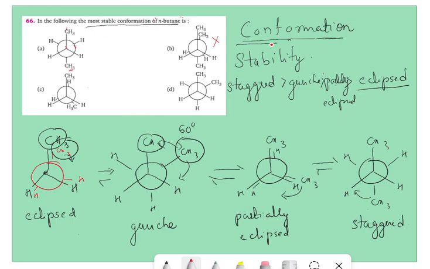Which is most stable? The most stable is completely staggered. Where do we have completely staggered? Look at this. Methyl and methyl are anti-periplanar to each other. Therefore, the right option is option A.